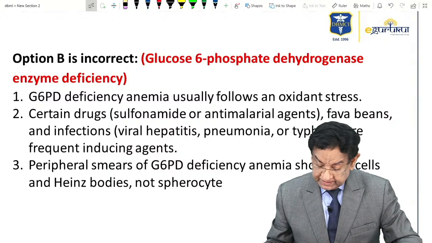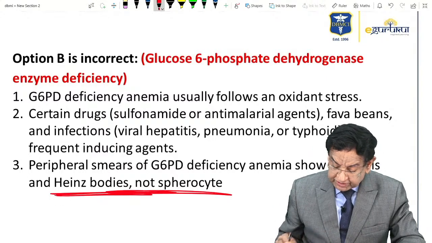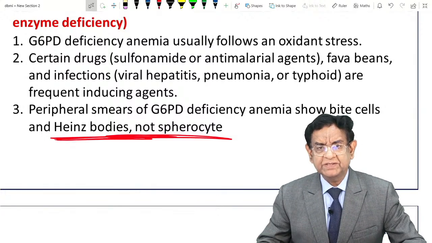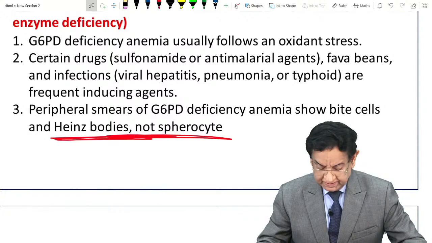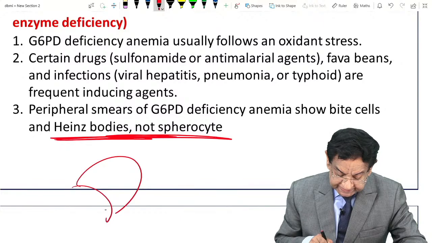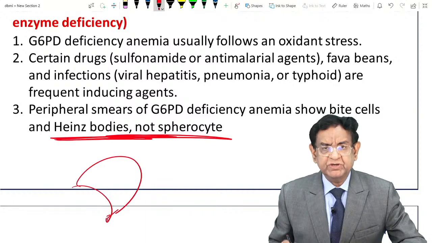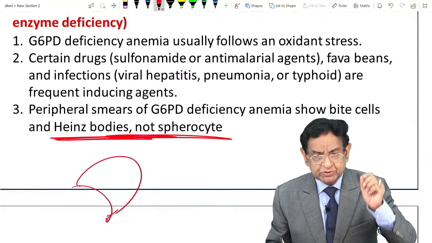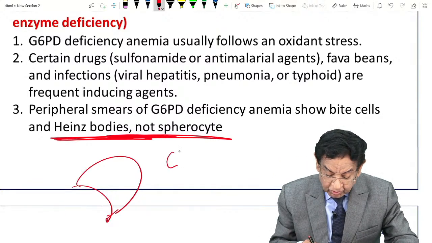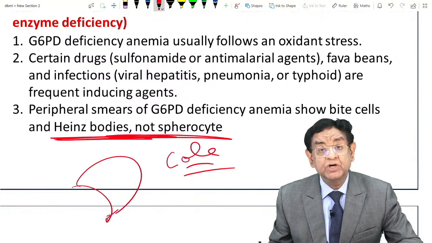And again, in this case, if you think, we get Heinz bodies, not spherocytes. The peripheral smear can give you the answer. The spherocytes are there. Okay, and again, in case of G6PD, you get so-called bite cells, which are not seen here. And moreover, there is a history of drug intake or infection, which leads to episodic intravascular hemolysis, where you get cola color of urine. Nothing is there. So G6PD is ruled out.